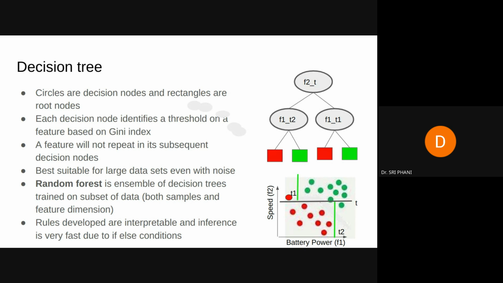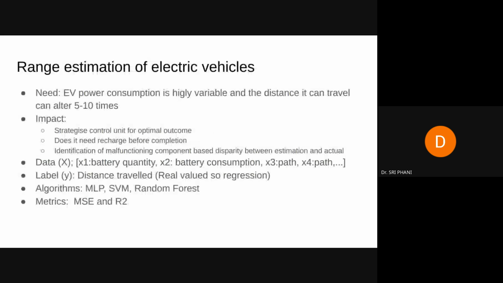So you have decision nodes, which try to break your feature space into small subspaces recursively, and you reach a place where each subspace has only samples from one category or one class. So this is a decision tree. And with decision trees, people have successfully achieved a lot of results.